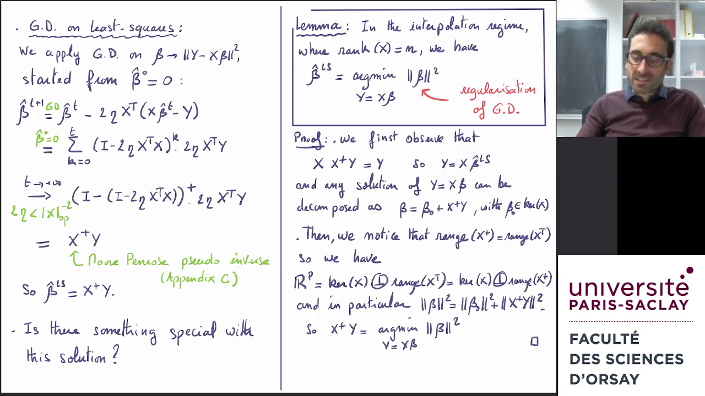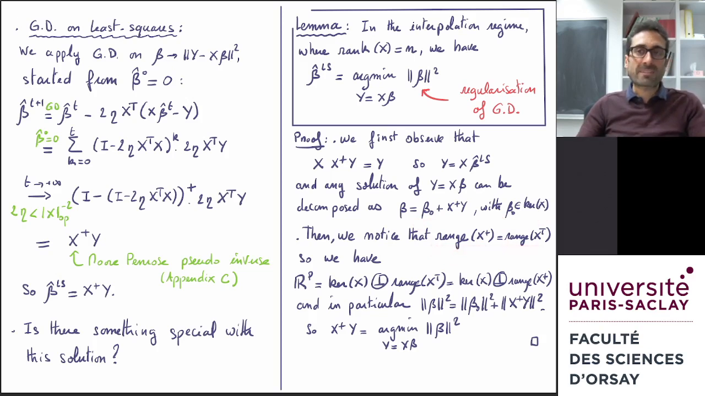Since this is an interpolating solution, now I know what the interpolating solutions look like. They are equal to this solution plus anything which is in the kernel of x. So you can describe all the interpolating solutions of y equal x beta, so any solution of y equal to x beta, by x plus y plus beta 0, which is in the kernel of x. The second point is to notice that the range of x transpose and the range of x plus are the same.